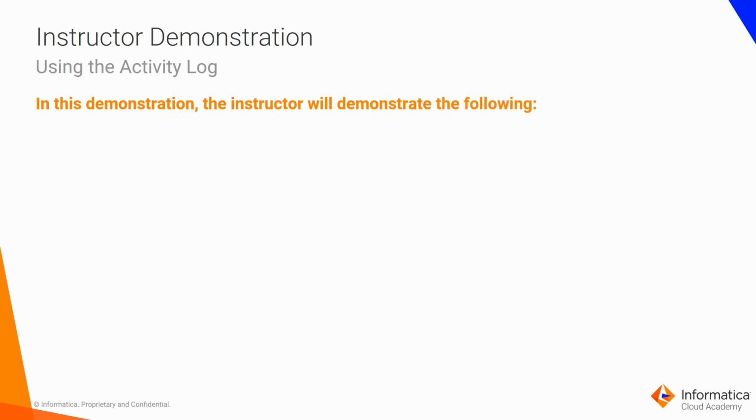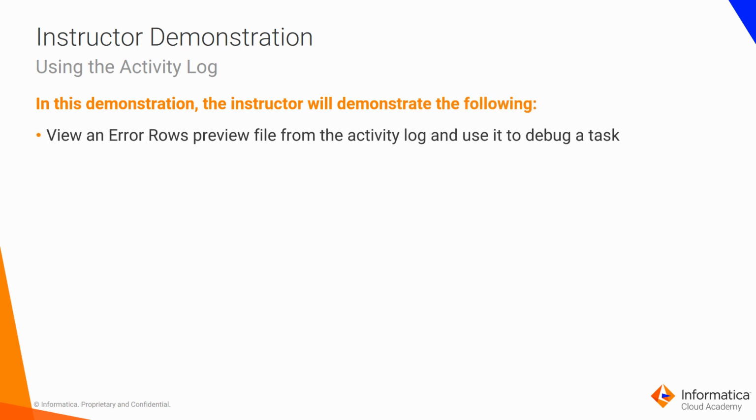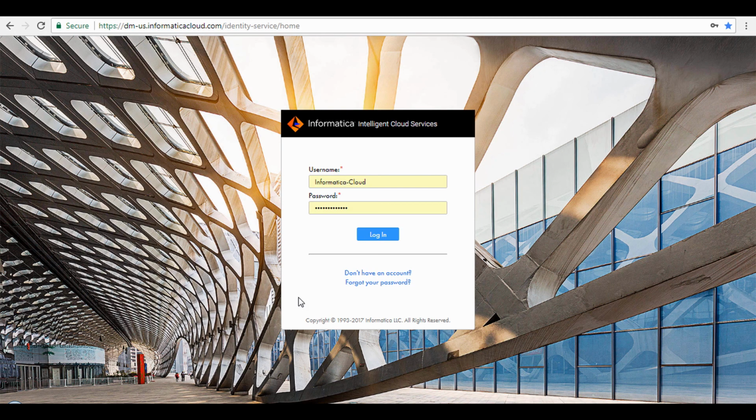I will now demonstrate how to view an error rows preview file from the activity log and use it to debug a task, locate the task ID, and view the task details. In this demo, we will see how to preview an error rows file from the monitor and use it to debug a task. We will also locate the task ID and view the task details page.